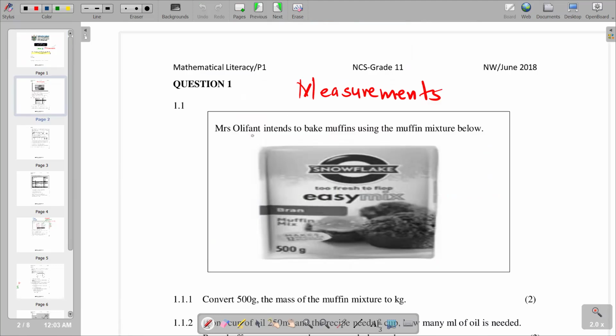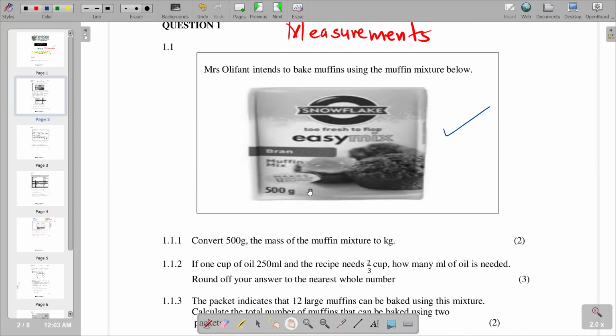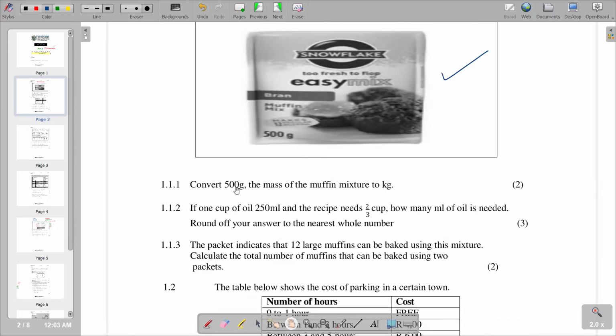So it reads, Miss Oliphant intends to bake muffins using the muffin mixture below. So we are given a muffin mixture. Then it reads, convert 500 grams, the mass of the muffin mixture, to kg, which is 2 marks. So the muffin mixture shown in the picture is 500 grams. You need to convert it to kgs according to the question.